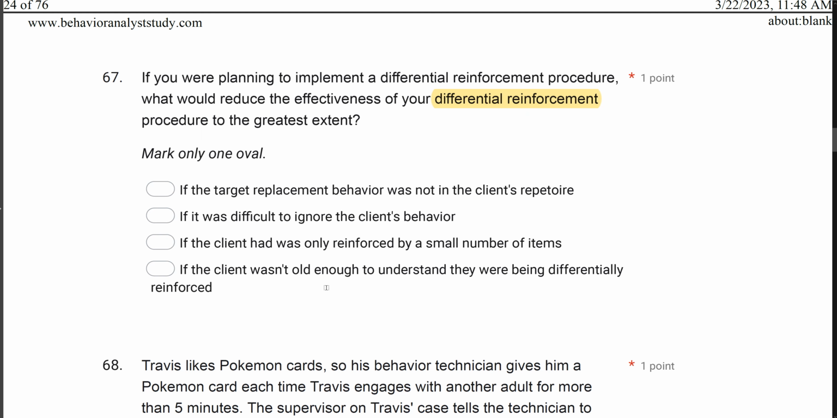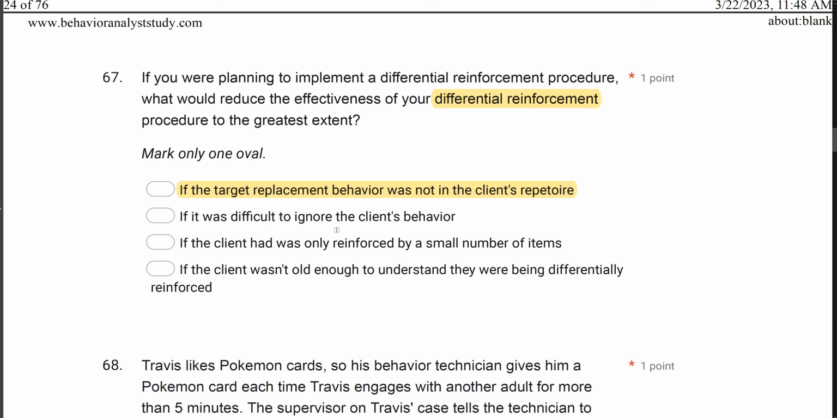And then D, if the client wasn't old enough to understand they were being differentially reinforced. Does somebody need to know they're being reinforced? No, that's automaticity, right? So the primary thing that would reduce the effectiveness of a differential reinforcement procedure is that the target replacement behavior was not in the client's repertoire. That is the problem. If you don't have a replacement behavior in the repertoire, what are you teaching? What are you reinforcing?